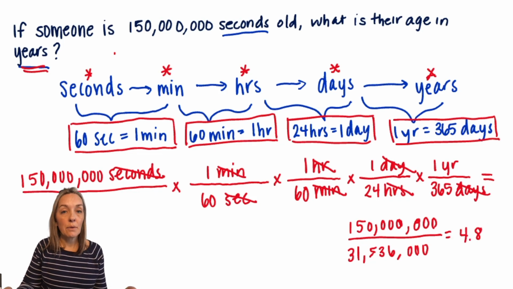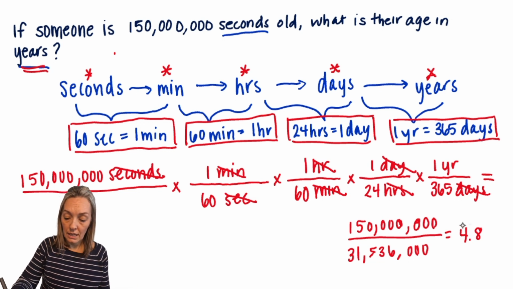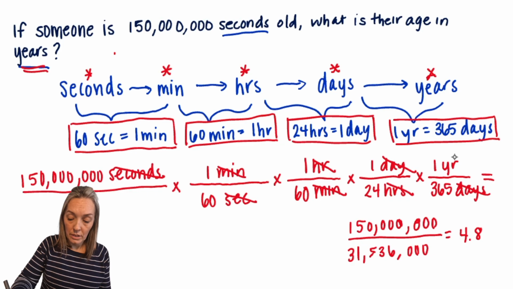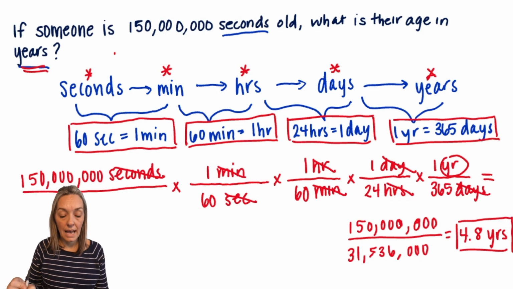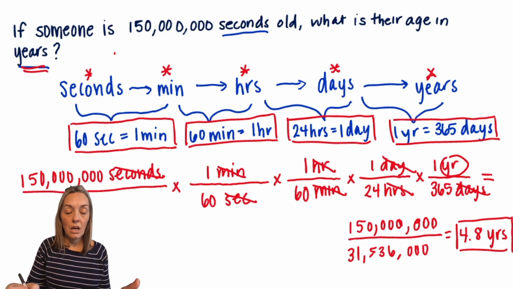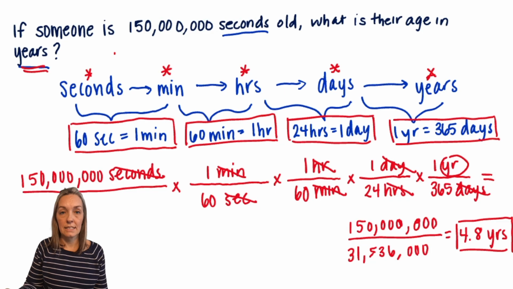Now, the key is that we can't leave a number without a unit. We need to know what this number represents. So this 4.8 is going to have the unit of years, since it is the only unit above that did not cancel out. This tells me that 4.8 years is exactly equivalent to my original 150 million seconds.